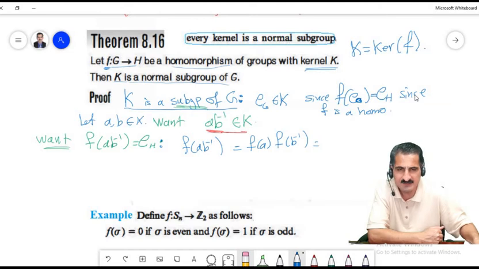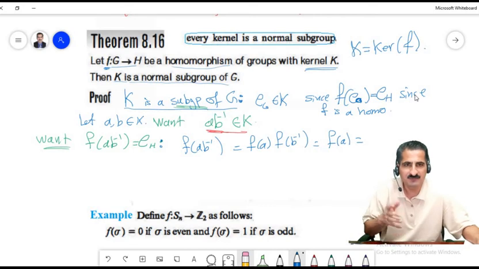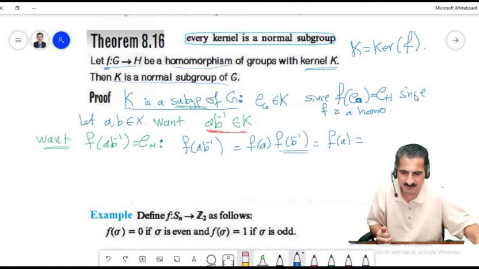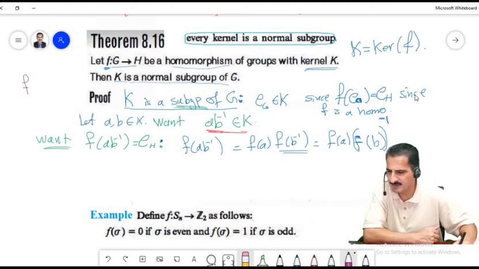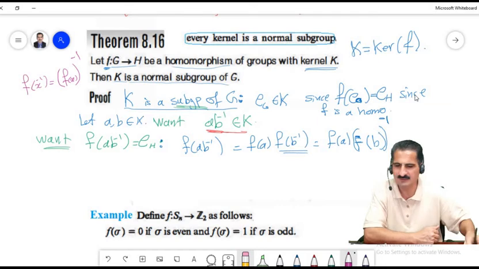Now since f is a homomorphism, we know that f of an inverse of an element is the inverse of the image of that element. We can rewrite this the following way: this is f of b inverse, because f is a homomorphism. In general, if f is a homomorphism, we know this is happening. We already have it in hand, right? So, okay.